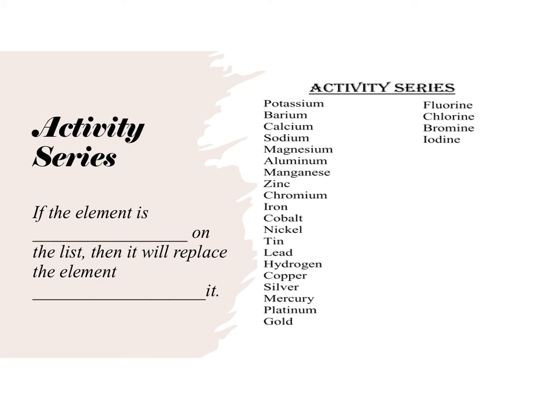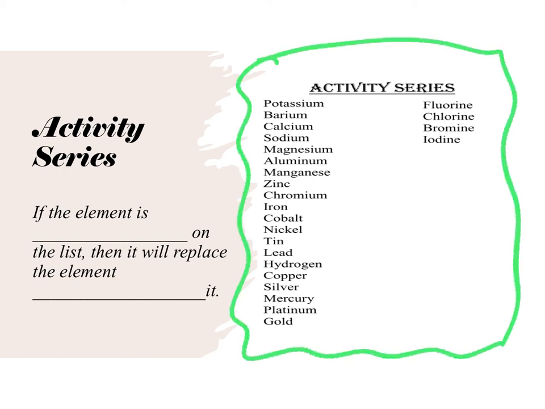In order to decide if it's going to occur, we're going to use the activity series. This is going to be provided on the test. You don't need to worry about memorizing it. You just need to know how to use it. And the way we use it, if the element is higher on the list, then it's going to replace the element below it.